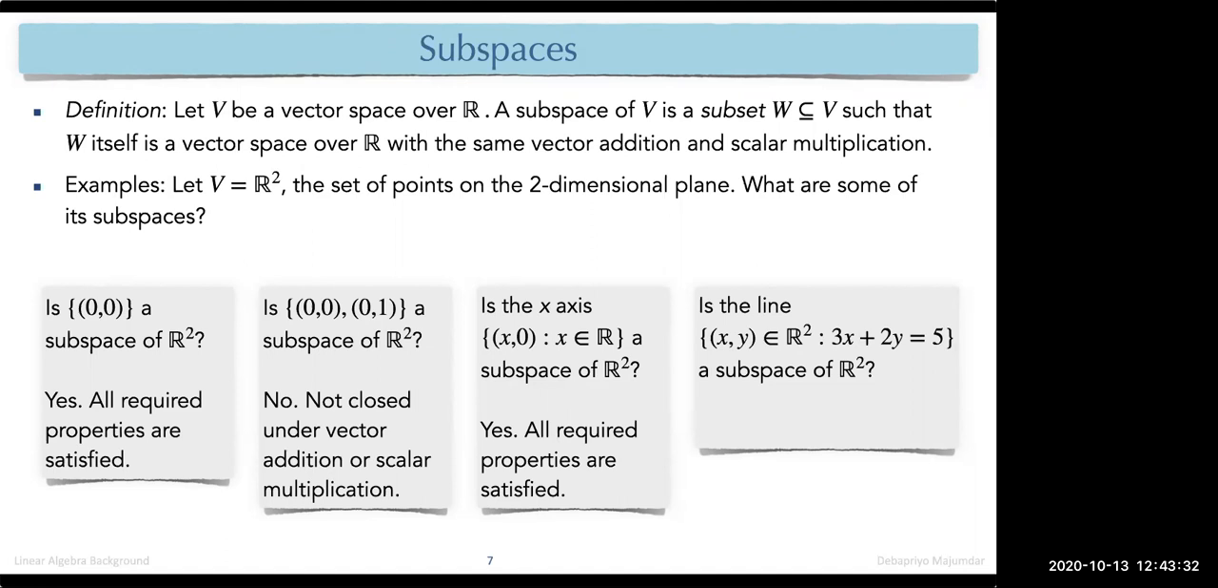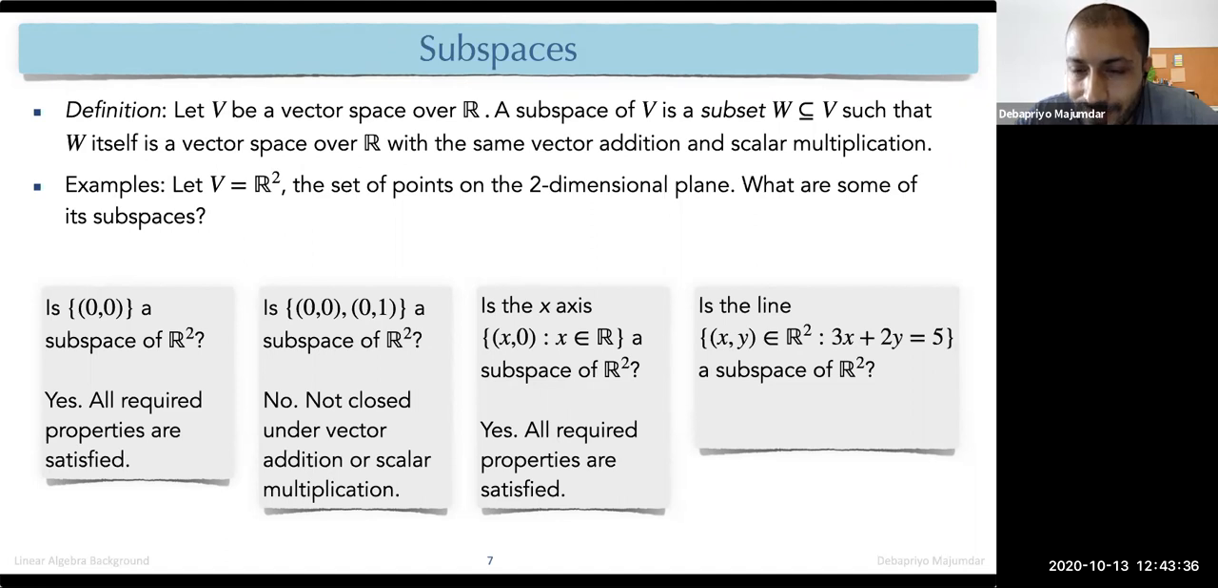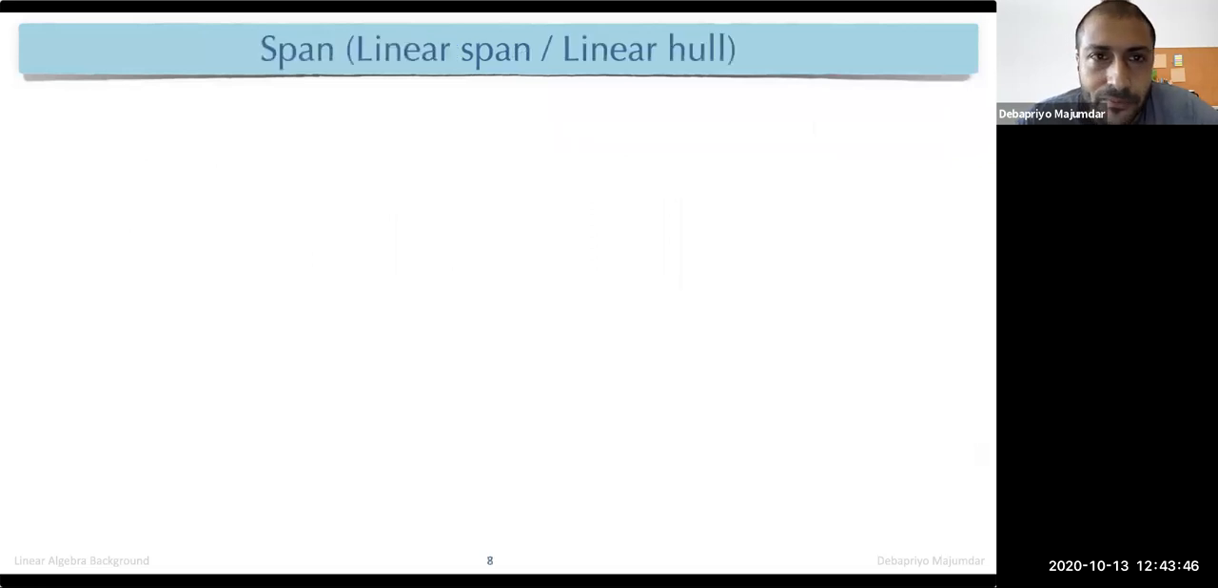Okay. So these are the checkpoints. Whether a subset of a vector space is a subspace. So 0, 0 is not there in 3x plus 2y equal to 5. So this is not a subspace. All right. So let's move on.